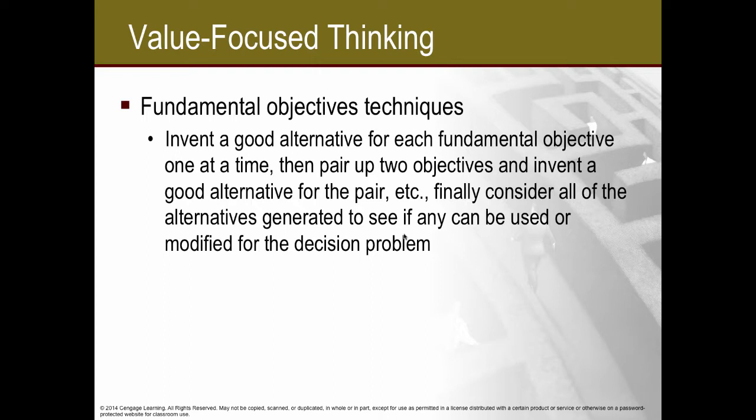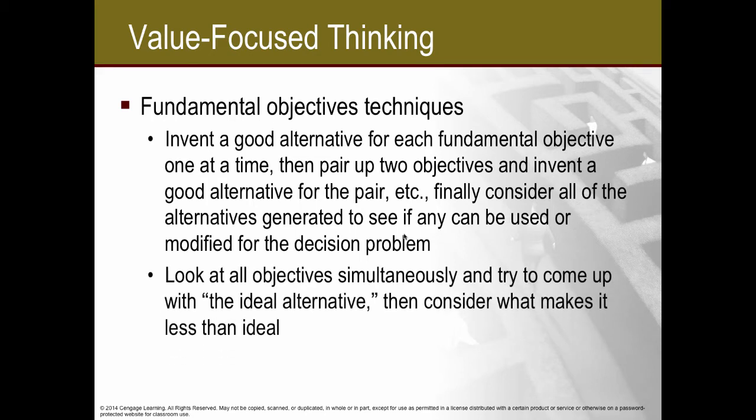Remember, the fundamental objective was the one that you could not narrow down anymore, right? You could not say why to it, and how come. Maximizing profit, customer satisfaction. So if you have two fundamental objectives, provide an alternative for each of them, and then try to merge them and find different alternatives that address both fundamental objectives. Okay?